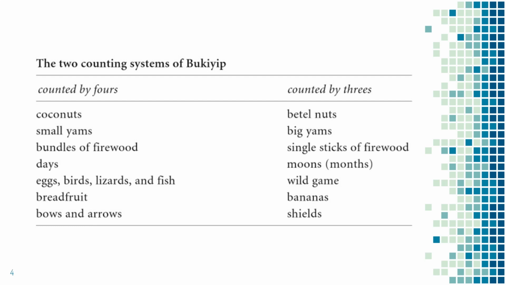Now, I want to point something very interesting out. On the left, we have small yams, and on the right, we have big yams. That means if I wanted to sell you two groups of yams, you better be careful, because if I'm talking about small yams, then there are 8 of them. But if I'm talking about big yams, then that means there are 6 of them. The important lesson here is that numbers can mean different things depending on the context, depending on the base system.